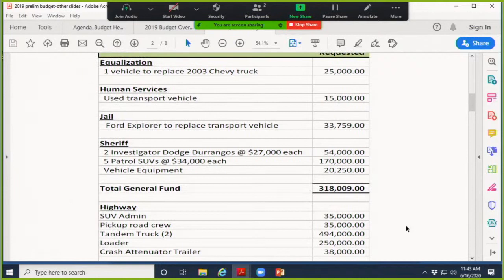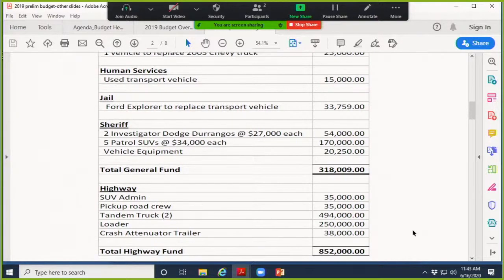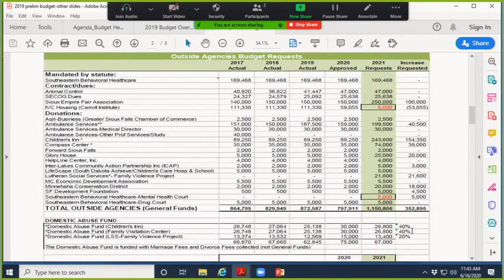Do those come out of the general fund? No, they come out of highway. Highway fund. That's why they're separate, all of them. Okay, so it really won't impact our general fund at all. It does not.